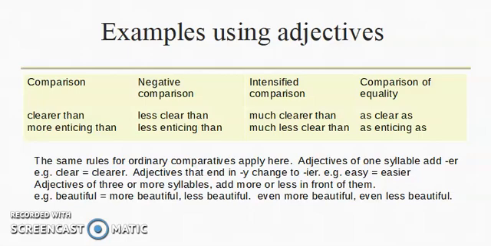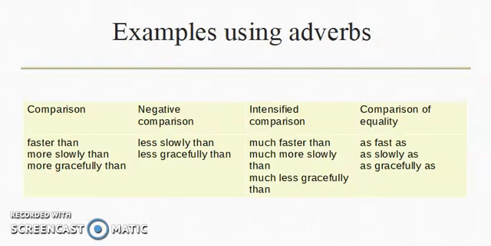When we are comparing two things that are very similar, like a comparison of equality, then we use as clear as or as beautiful as, like that. The same rules apply when we are using adverbs. More slowly than, less slowly than if it's a negative comparison. If it's an intensified comparison, it is much more slowly than or much faster than. In a comparison of equality, we use as fast as or as slowly as.